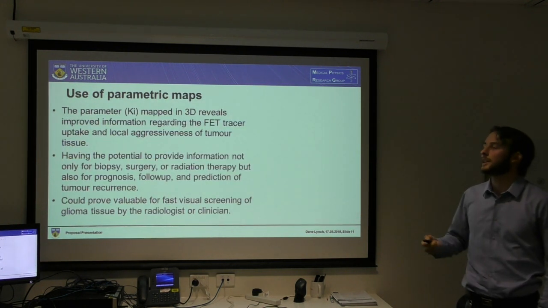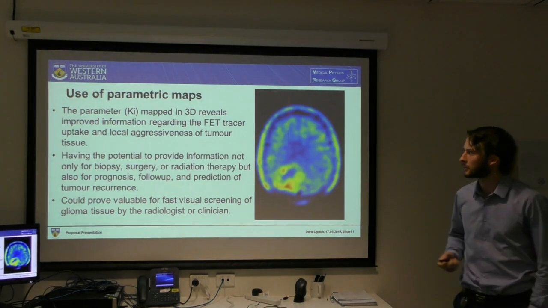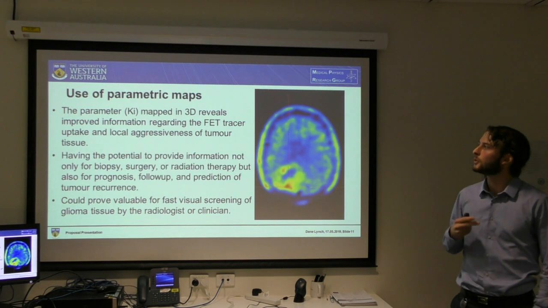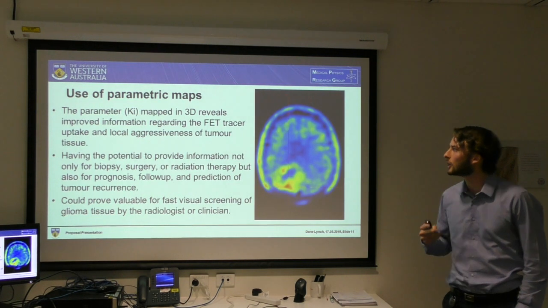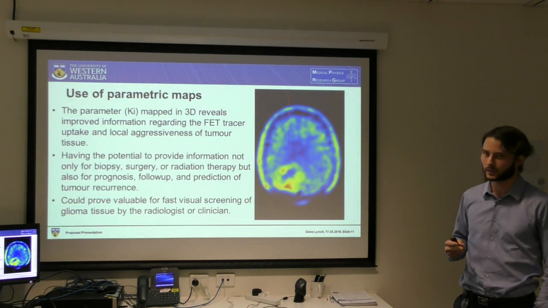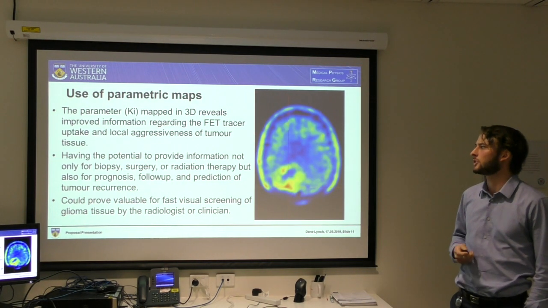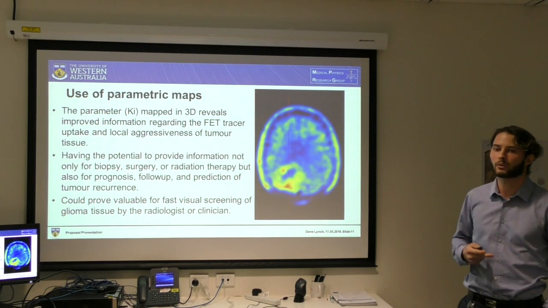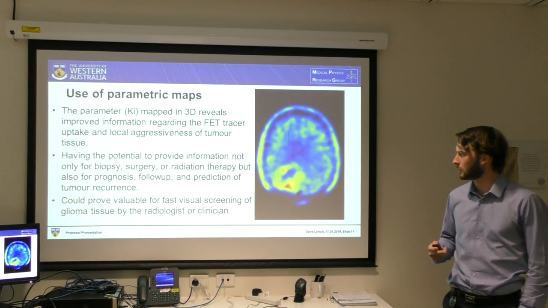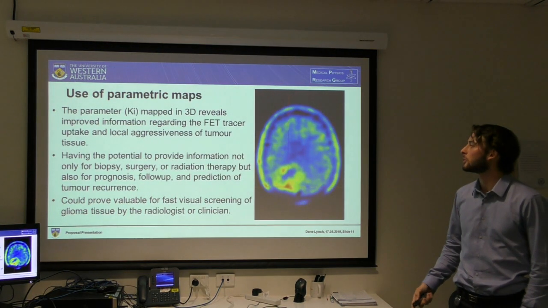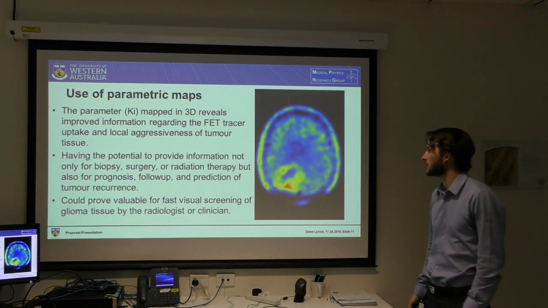So what's the use of these nice parametric maps? The parameter Ki mapped in 3D reveals improved information regarding the FET tracer uptake, and most importantly, the local aggressiveness of the tumour tissue. It has the potential to provide information not only for biopsy, surgery or radiation therapy, but also for prognosis, follow-up and prediction for tumour recurrence. It could also prove valuable for fast visual screening of glioma tissue by the radiologist or clinician.